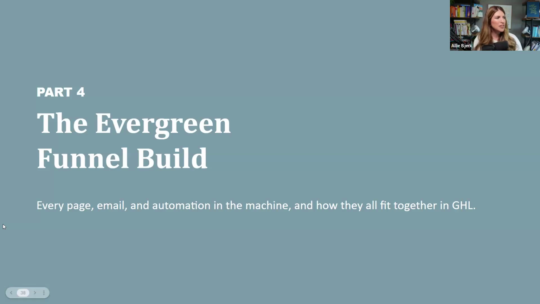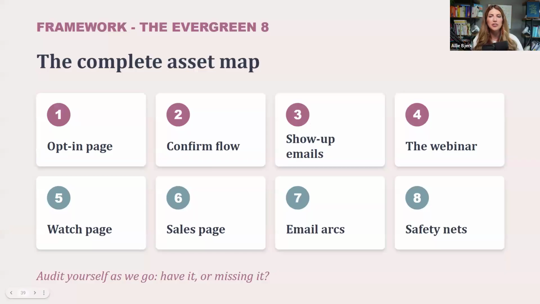The Evergreen funnel build, this is everything that is included in an Evergreen webinar. You want to have an opt-in page. You want to confirm the flow. So if someone's opted in, you want to give them the next steps. You want to remind them how to show up to watch it. So the show up emails, then you have a place to actually show the webinar. So it could be a software that you're using. You could just embed a video on the page as well. The watch page is where they will watch the webinar.